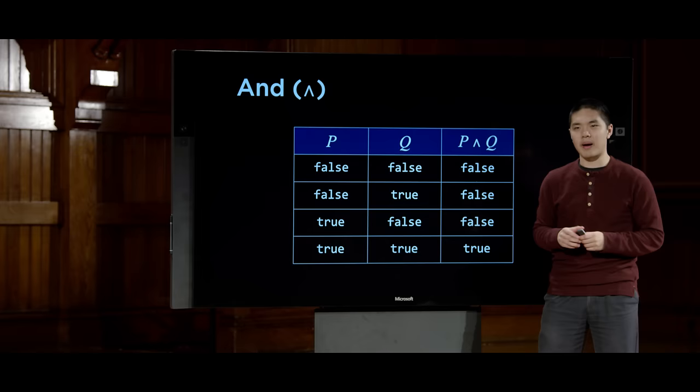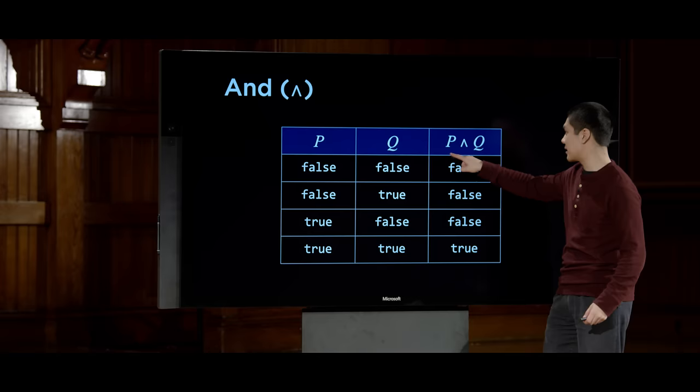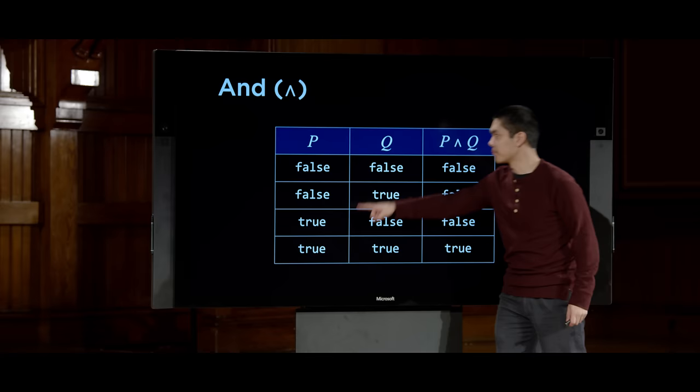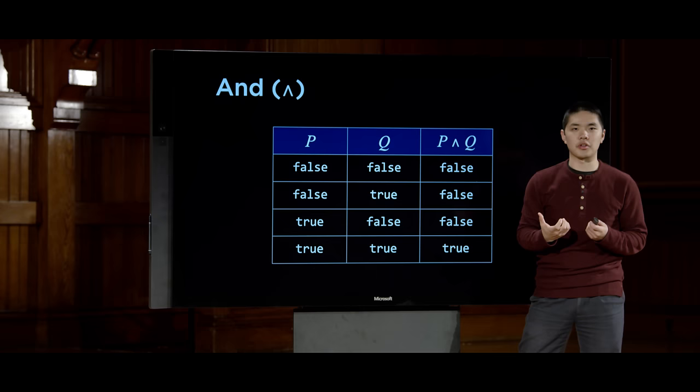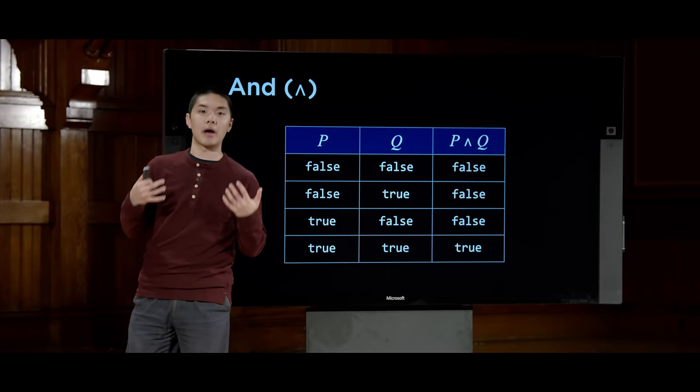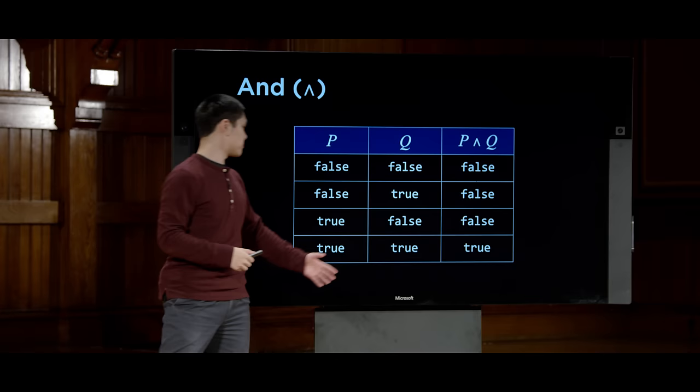And we see that the only case where P and Q is true is in this fourth row here, where P happens to be true, Q also happens to be true, and in all other situations, P and Q is going to evaluate to false. So this, again, is much in line with what our intuition of and might mean. If I say P and Q, I probably mean that I expect both P and Q to be true.